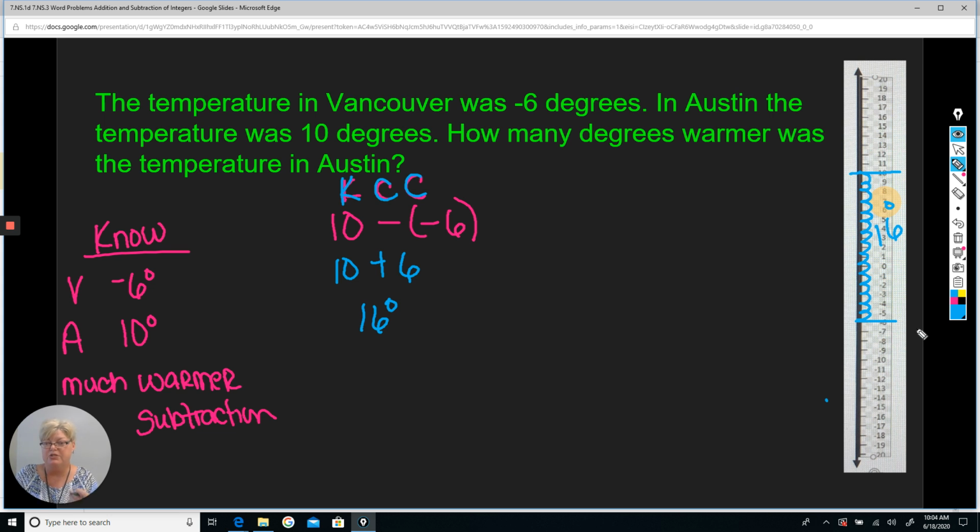But the key to doing story problems is to get all the information that you know. Look at those keywords and words that tell you whether it's positive or negative and whether to add or subtract. Use a number line, use a vertical number line. Think it through. Draw a picture if you need to. You do whatever you need to do to solve the problem. And then always check your answer to make sure it makes sense. Looking at a vertical number line would help you see that 16 makes sense.